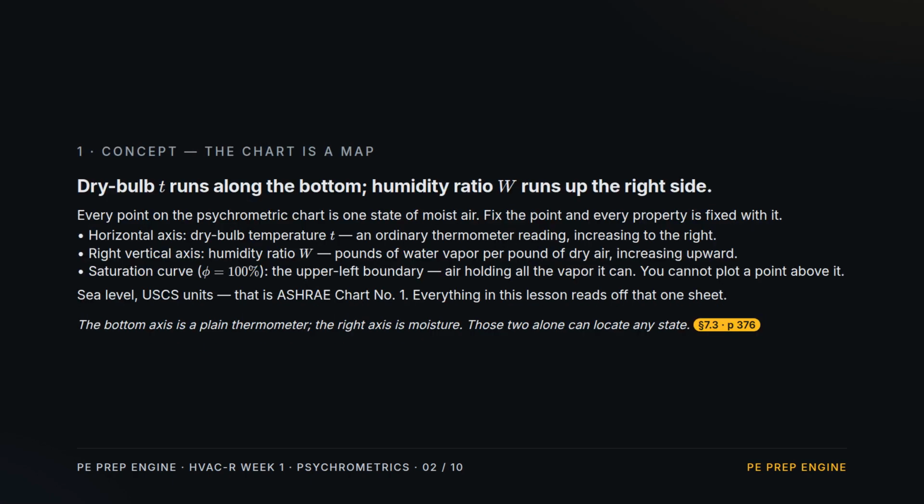Concept 1. The chart is a map. Dry bulb temperature runs along the bottom, increasing to the right. Humidity ratio, pounds of water per pound of dry air, runs up the right side. The saturation curve is the upper left boundary, air holding all the vapor it can, and you can't plot above it. Sea level, USCS units. That's ASHRAE Chart No. 1.